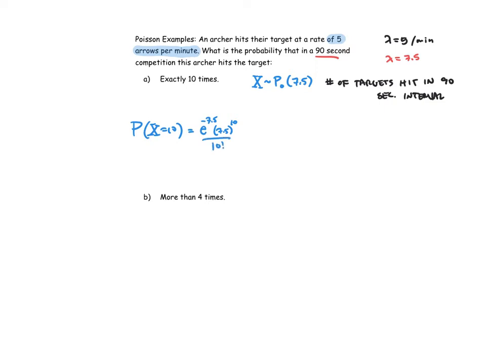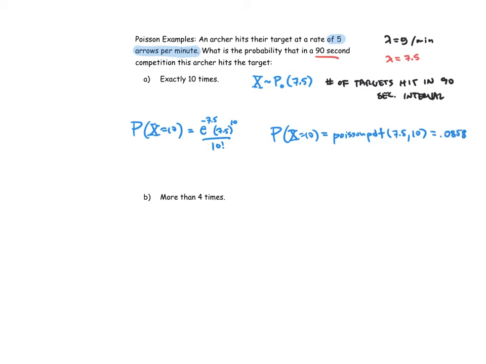Okay, if you have a non-calculator portion of the test that you're required to work with, this would be how you do that. Or with a calculator portion, the probability that x equals 10 will be a Poisson PDF with inputs of lambda and number of targets. Okay, and that comes out to, in either case, 0.0858.